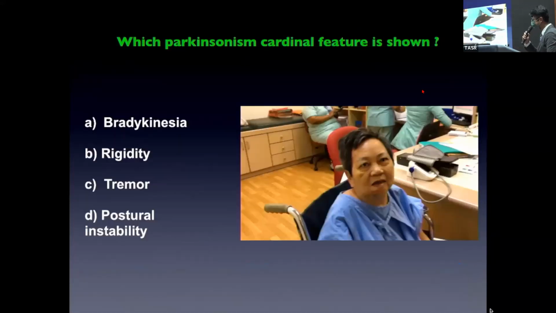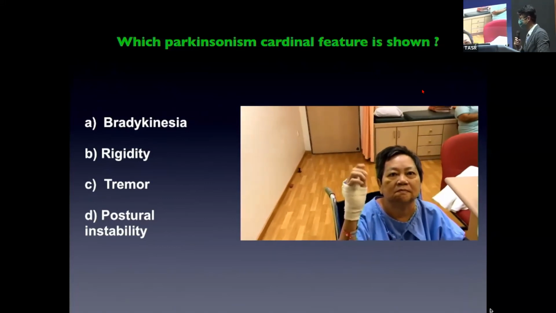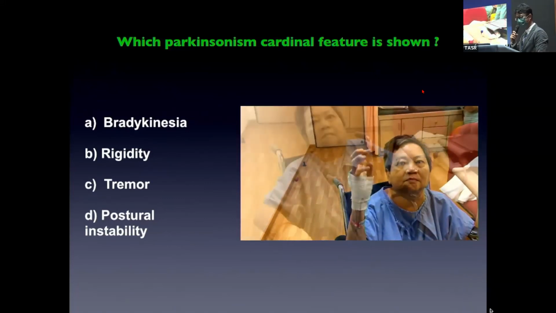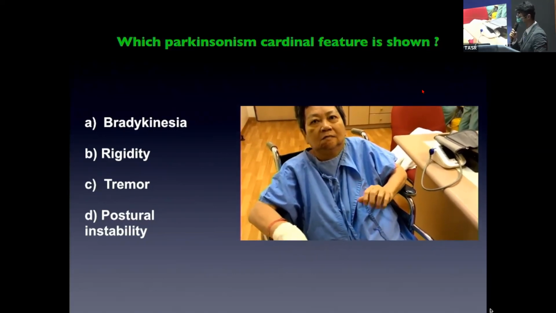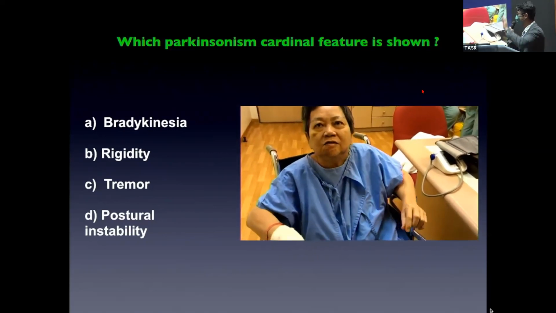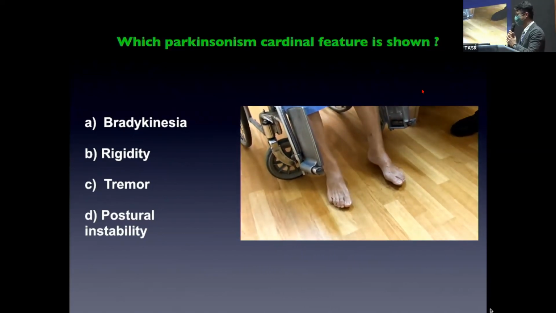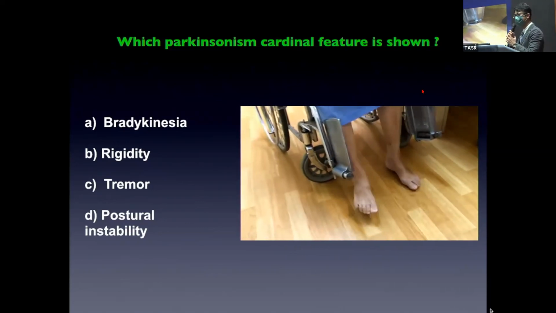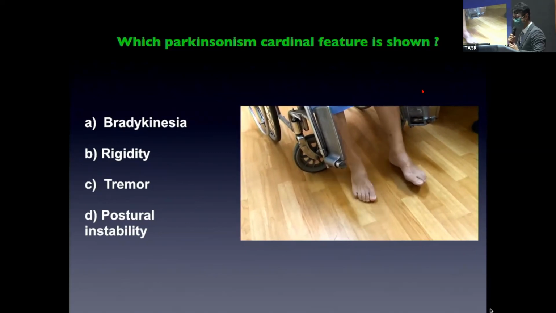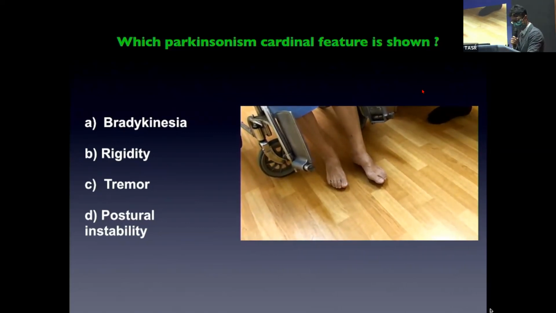Okay, so which Parkinsonism cardinal feature is shown in the video? Any answer? A, bradykinesia, B, rigidity, C, tremor, and D, postural instability. Or we can ask how many say A. Just put up your hands. B, C, tremor, and D, postural instability. I presume that the patient has D. Yeah. So the first part you see bradykinesia, and then later on comes postural instability.